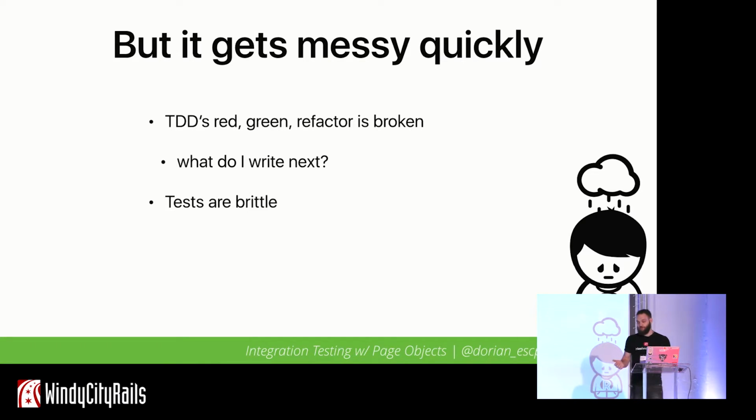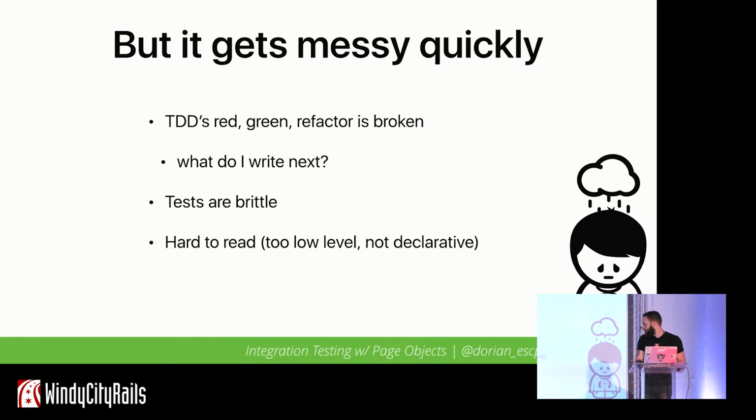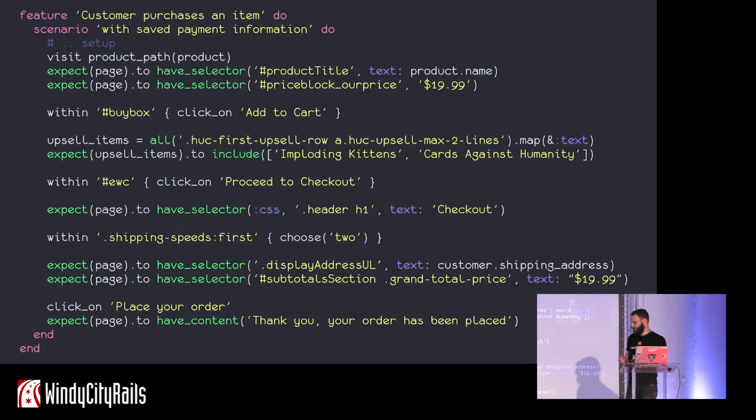Next, the tests are brittle. We are tightly coupled to the UI elements, to CSS selectors, to text copy. And they are very hard to read. Not the previous example, but the example I'm about to show you. They're too low level. They touch too many things that are not related to what you're actually testing. They're not declarative. So this is an example.